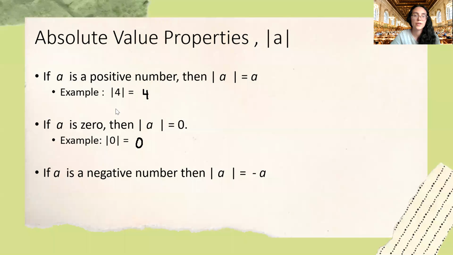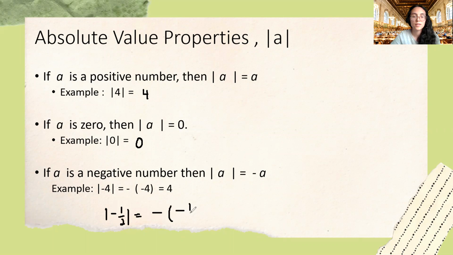And here I'm going to show you an example. So if we have negative 4, we're taking the absolute value, then we're going to multiply negative 1 times a, whatever this negative number is, and it'll give us a positive number. So we can also do it like this. Let's say we have negative 1/2, and we wanted to find the absolute value of this, then we would multiply negative 1 times negative 1/2, and that would give us 1/2. Okay, so let's go ahead and go on to the next slide.